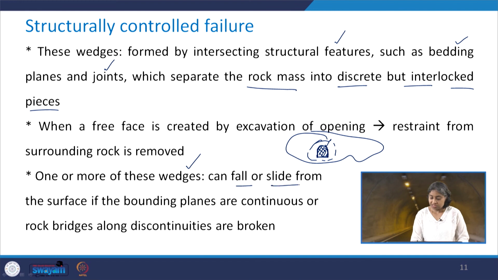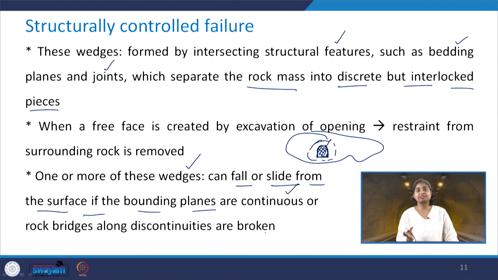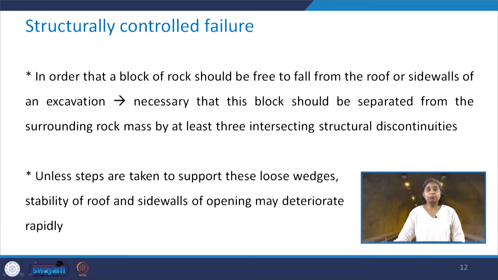So, one or more of such wedges can fall or slide from the surface if the bounding planes are continuous, or if rock bridges along the discontinuities are broken. In order that a block of rock should be free to fall from the roof or the side wall of an excavation, it is necessary that this block be separated from the surrounding rock mass by at least 3 intersecting structural discontinuities.